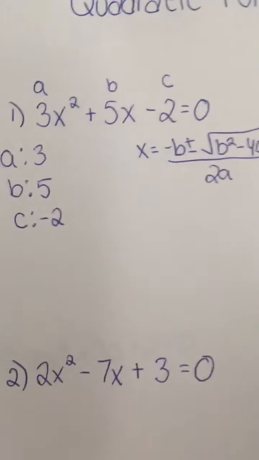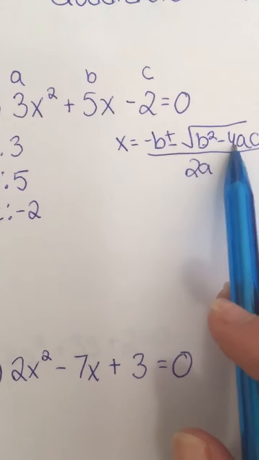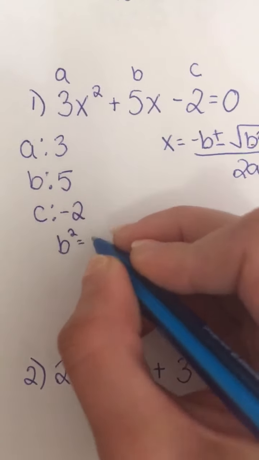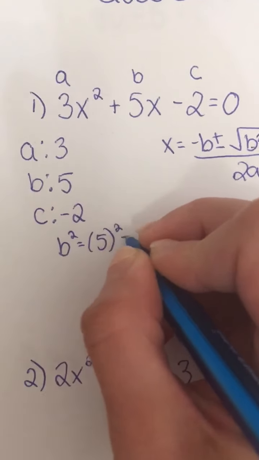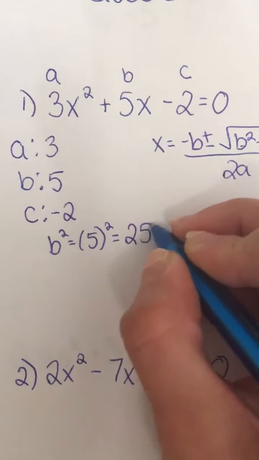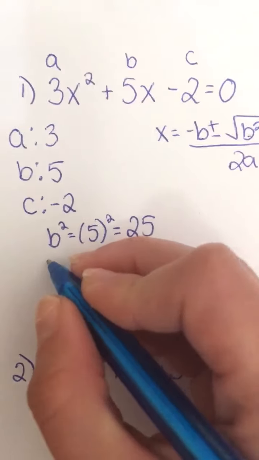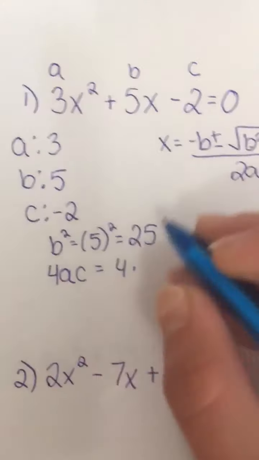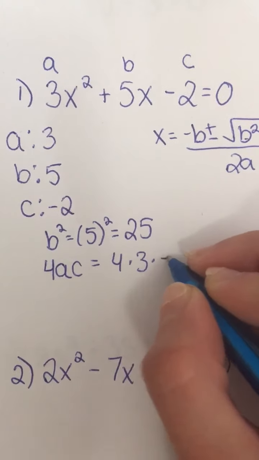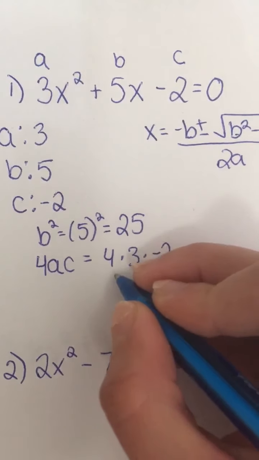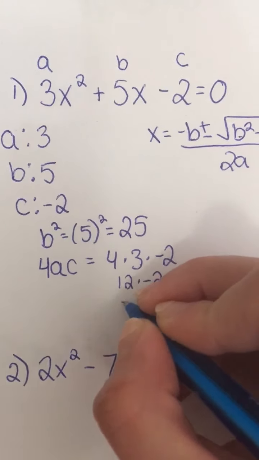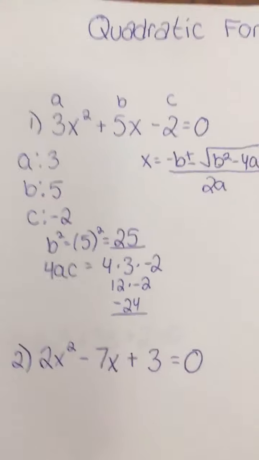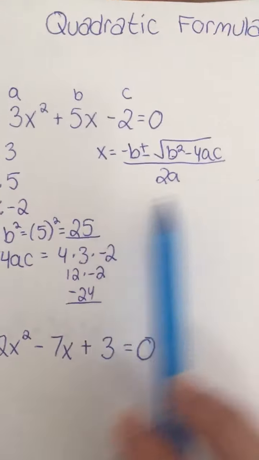The other pieces that you'll need to find are also b squared and 4ac. So let's just do them over here to the side. b squared is going to be 5 squared, which is 25. Remember, a number squared is always positive. And we'll also need 4ac. So that would be 4 times a is 3 times c is negative 2. That would be 12 times negative 2, which is negative 24. So these are the numbers that you are going to need to plug in eventually. I like to do that work to the side so it's less messy when we go to plug it into the formula.